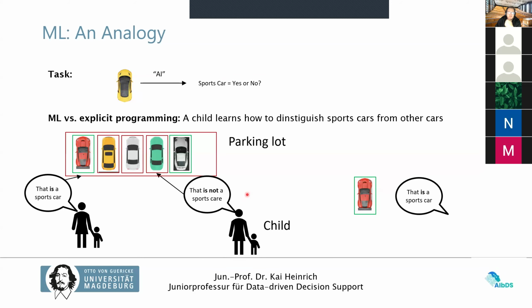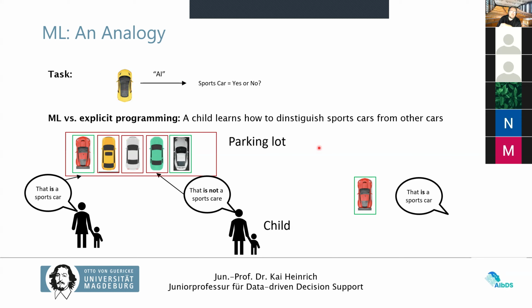The first thing the mother can do is prepare something like a decision tree and say, okay, first of all, you look at the tires, you look at the rims, then you look at the color.